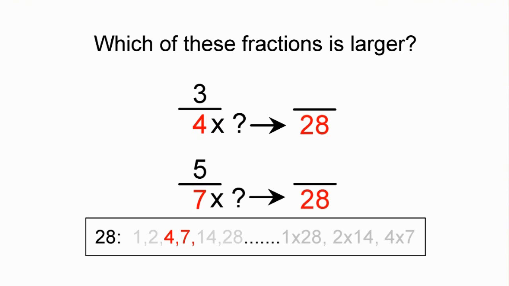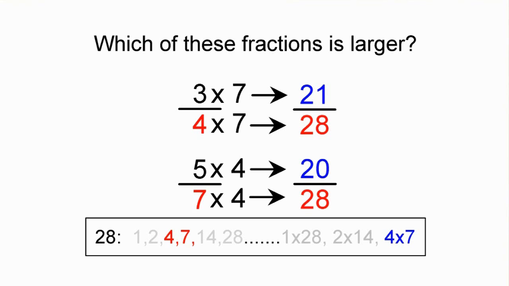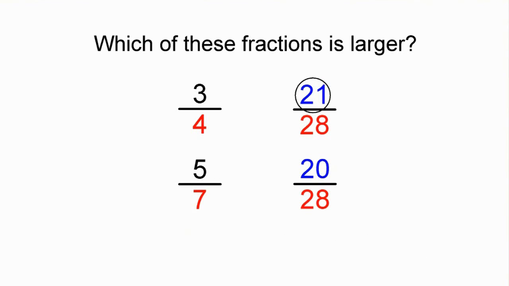Next, I have to figure out what I have to multiply 4 by to get 28 in the first fraction. I see that I have to multiply 4 by 7 to get 28, so that means I have to multiply the top of the fraction by 7 also to get 21. In the bottom fraction, I have to multiply 7 by 4, so I have to multiply the 5 by 4 to get 20. I've just raised 3/4 to 21/28 and 5/7 to 20/28. Now all I have to do is look at the top number in both fractions to see which one is larger. 21 is larger than 20, so that means that the original fraction, 3/4, is larger than 5/7.